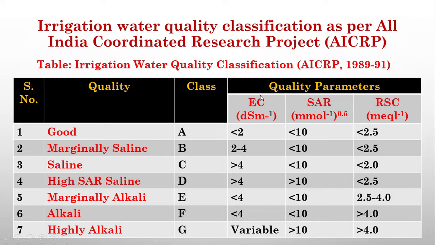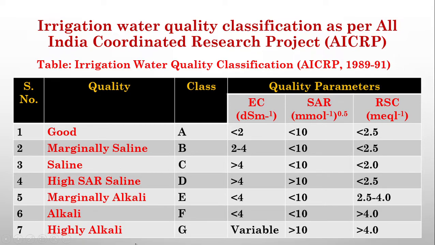One is EC, electrical conductivity, which is expressed in deci-Siemens per meter. Second is SAR, which is sodium adsorption ratio, which is expressed in millimoles per liter raised to 0.5. And RSC, the residual sodium carbonate, which is expressed in milliequivalents per liter. So according to these 3 parameters, they have classified the water into 7 classes. So the good water contains less than 2 deci-Siemens per meter of electrical conductivity, less than 10 millimoles per liter raised to 0.5 of sodium adsorption ratio, and less than 2.5 RSC.